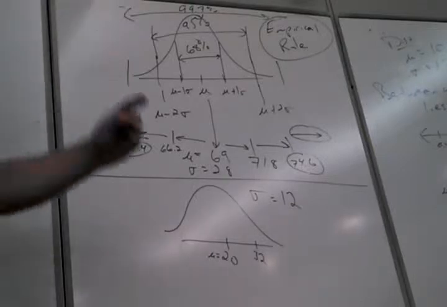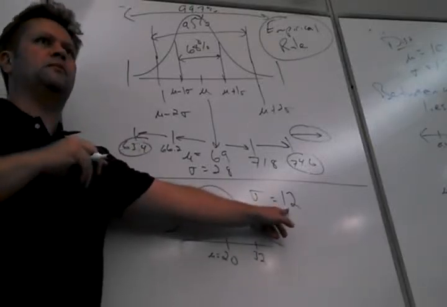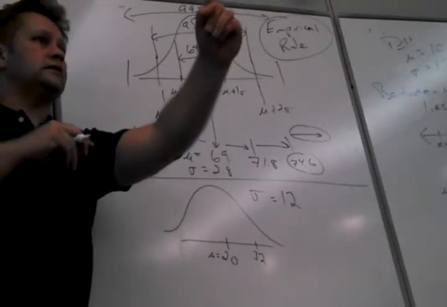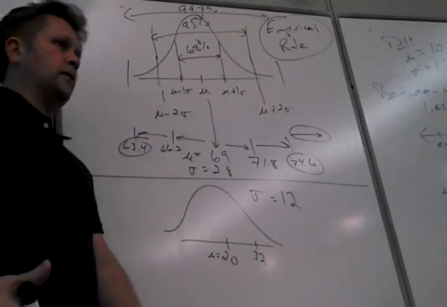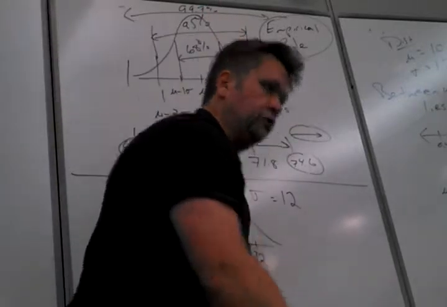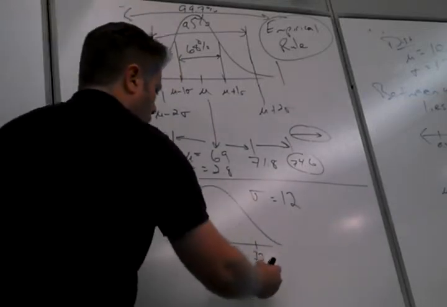How many steps does it take to go from 20 to 32 if each step is 12 big? One step, right? If I start at 20 and every step I take is 12 inches, I'll get to 32 inches, right? So this will be one step.